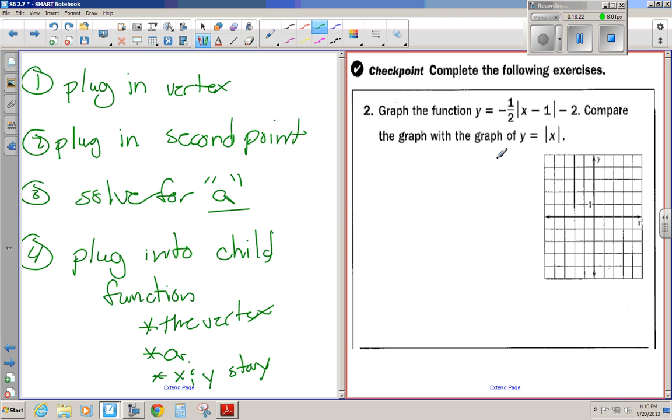So graph this, comparing it with y equals the absolute value of x. Think about the child function. You should know where the vertex is. What makes this part equal to 0, and then the minus 2. And find another point. So 1, negative 2 is the vertex. There's the vertex.